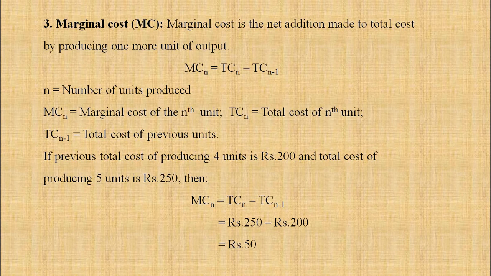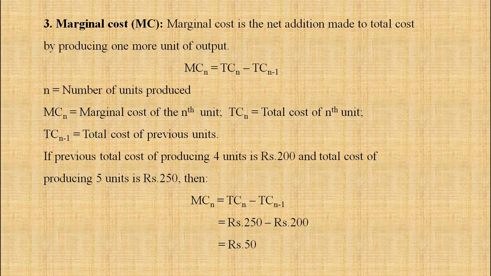Then marginal cost, MC. Marginal cost is the net addition to the total cost by producing one more unit of output. The difference between two total costs is called marginal. This is as simple as that. But the formula we have to use is MCn is equal to TCn minus TCn-1. Here n is the number of units. MCn is the marginal cost of the nth unit. TCn is the total cost of n units. TCn-1 is the total cost of the previous units.